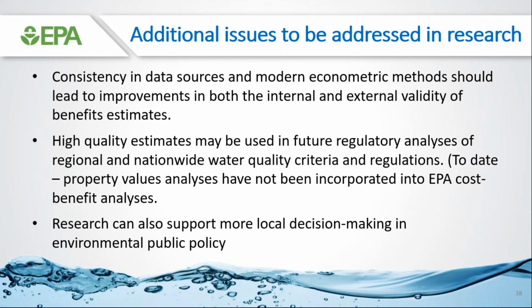These high quality estimates can also be used in future regulatory analysis of regional and nationwide water quality criteria and regulations. To date, property value studies have not been incorporated into any of EPA's official cost benefit analyses. But as we move forward with this research, the hope is that instead of acknowledging that those values exist but not having a good robust measure for those benefits, we'll be able to include those in the future. Being able to conduct new studies in different parts of the country using different water quality measures will also help support more local decision making in environmental and public policy.